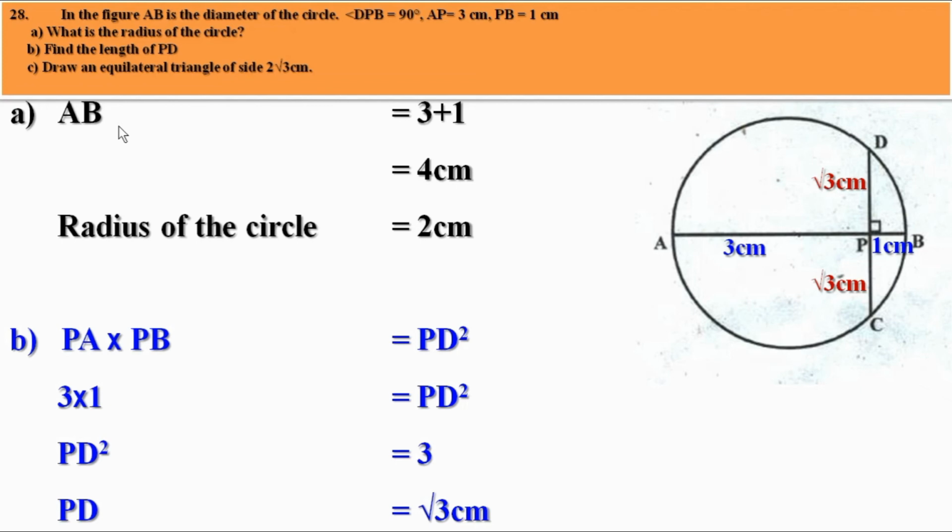Now we have to draw an equilateral triangle of side 2 root 3 centimeter. Here we have seen that the length of CD is 2 root 3 centimeter, so it is enough to draw an equilateral triangle with side CD. First of all, let us draw AB equal to 4 centimeter. Now mark a point P 3 centimeter away from A.